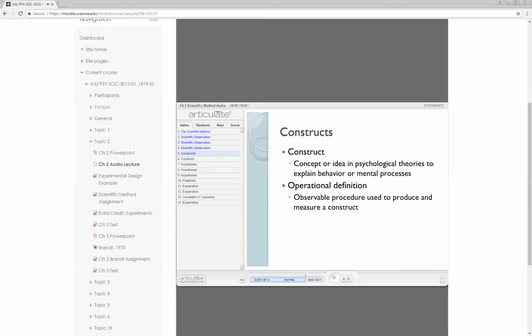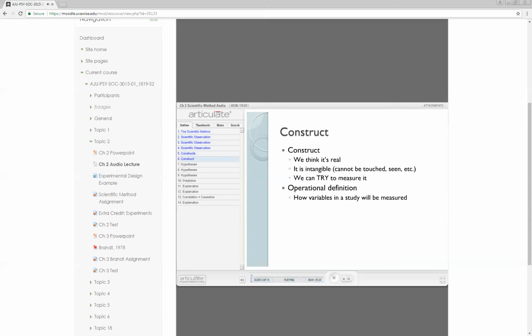But the way we've come up with measuring it is what's called an operational definition. An operational definition is how we measure a construct in a specific study. It's some kind of observable procedure used to measure a construct. It's important to remember, though, that these operational definitions will vary from study to study. So to further define, a construct is something that we think is real, like happiness. However, it's intangible. We can't touch it, we can't see it, we can't physically feel it. But in psychology, often these are the kinds of things that we want to try to measure.